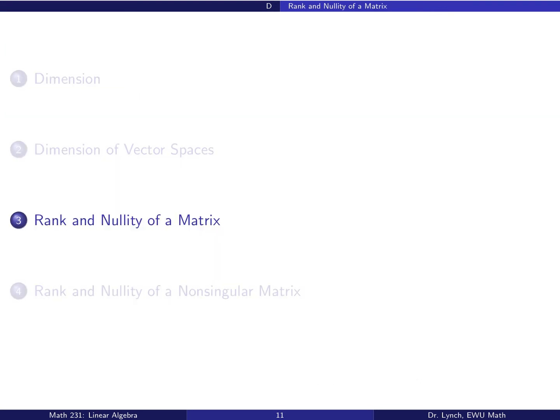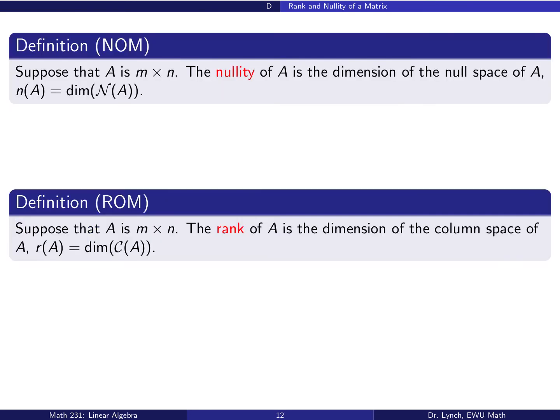Okay, let's talk about characteristics of a matrix: rank and nullity. So here are a couple definitions. If A is m by n, the nullity of A is the dimension of the null space. Here is our notation: n of A, the dimension of the null space of A. Similarly, when A is m by n, the rank of A is the dimension of the column space.